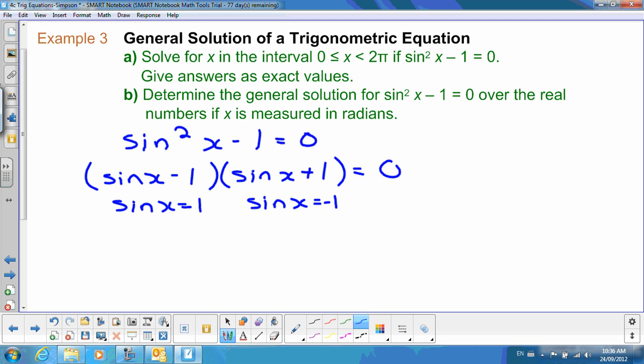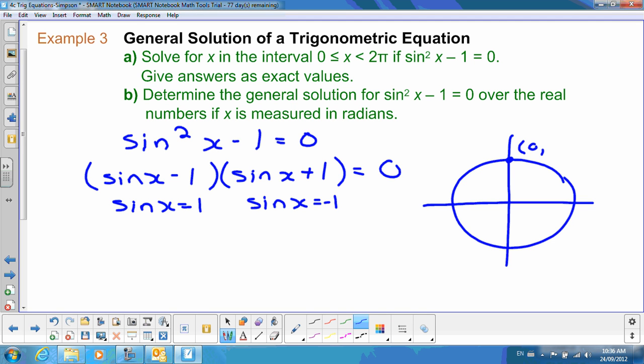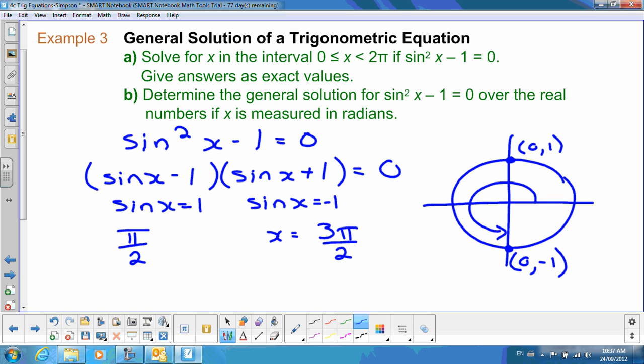Where sine is equal to positive 1, well, sine is our y value, and so if we think of that unit circle, we have y values of positive 1 up here, and a y value of negative 1 down here. So at this top point where sine is positive 1, or the y value is positive 1, that angle is pi over 2. So our first solution here is pi over 2. For sine x equals negative 1, so what angle has the sine of negative 1? That angle is for this point down here, so from here all the way around, that angle x would have to be equal to 3 pi over 2. So there's our two possible solutions within one revolution.